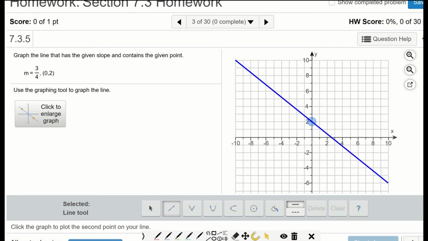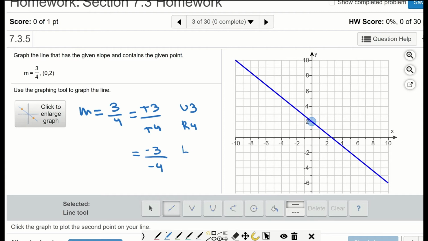That means, if we write it out, m equals 3/4. That means you can look at it as +3 over +4. So we're going to go up 3, right 4 from the y-intercept to get ourselves another point. Notice we could also go down 3, left 4, like that. So we can always write +3/4 as -3 over -4 as well.